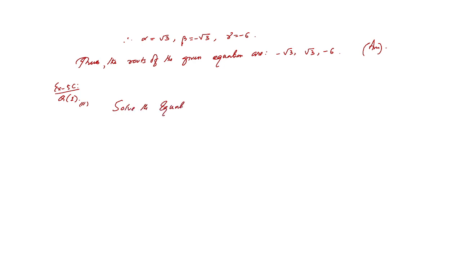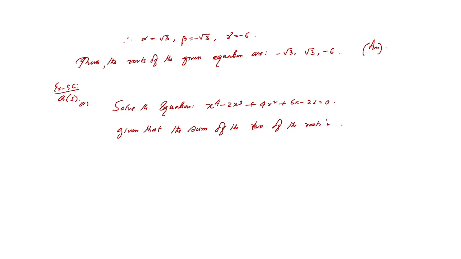Solve the equation x to the power 4 minus 2x cube plus 4x square plus 6x minus 21 equals 0. And what is given? Given that the sum of two of the roots is 0.